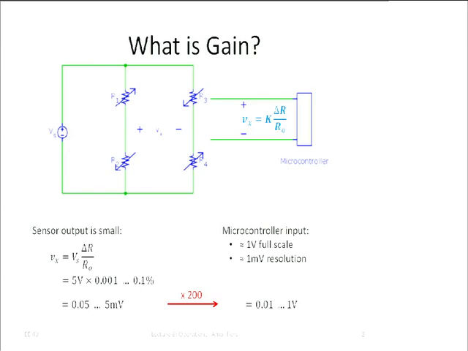So how are we going to fix this? Well, we need to map these millivolts to this larger range of, let's say, 10 millivolts to 1 volt. So we need some kind of a circuit that can take the voltage Vx that comes out of the strain gauge and multiply it with a factor, in this case, for example, 200, to map it to 10 millivolts to 1 volt, which then the microcontroller can deal with. So that's what gain is, and that's what we're going to talk about, how we're going to do this. So just another example here.